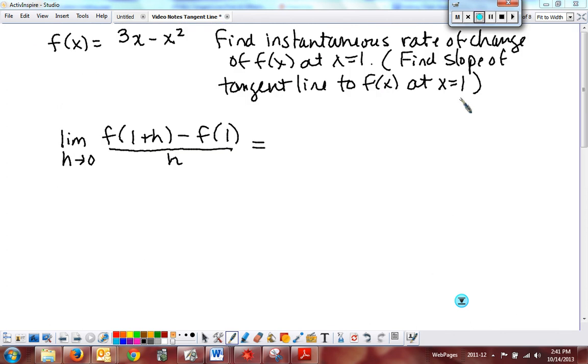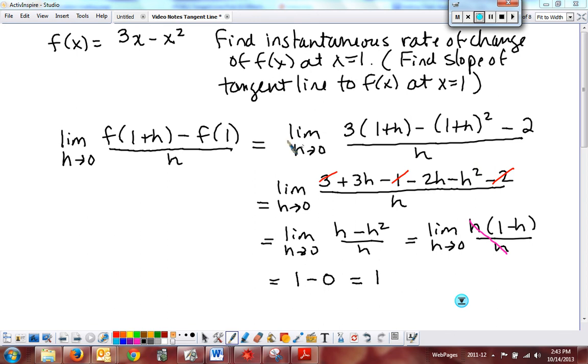Okay, just wanted to come to the next page to make sure you have the idea of what you're working on. I know that you've paused it, but we have our function. We're trying to find the instantaneous rate of change of f of x at x equal to 1, which is also known as finding the slope of the tangent line to f of x at x equal to 1. I'm going to pause it again and let you finish, then hit play, and you'll be ready to go and see your answer for this.